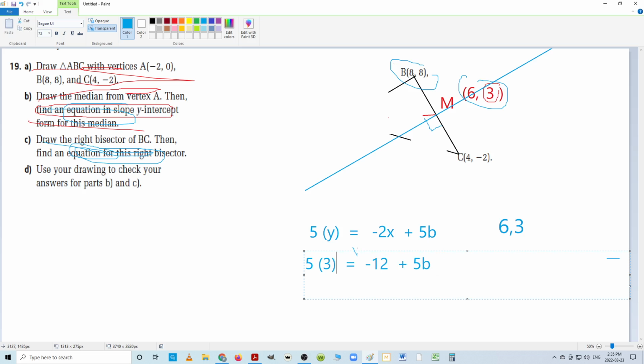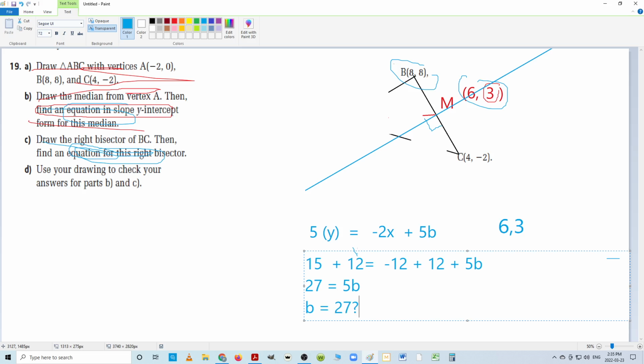5 times 3, 15. I've got to get rid of that 12 to the other side, so I add 12 to both sides. You can see it's getting confusing. I get 27 on the left side is equal to 5b. I might have made an error somewhere in here, so I'm going to go back and try another one. When I divide both, I get 27 divided by 5 as my b.